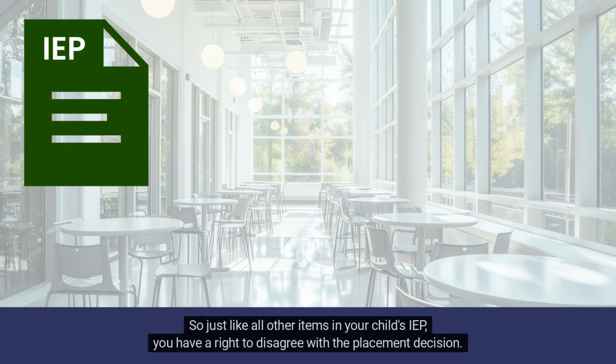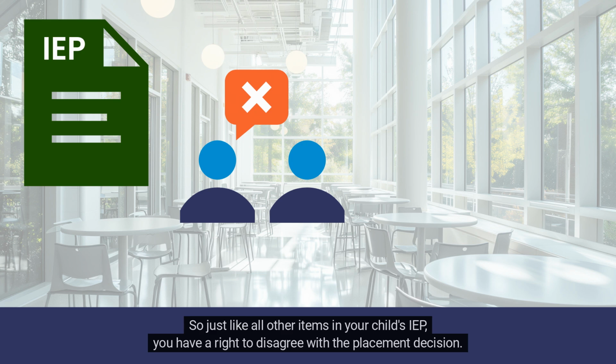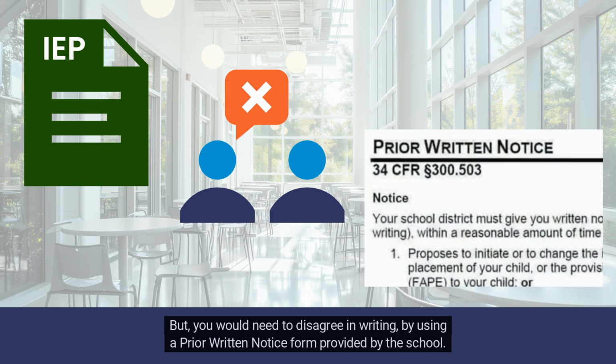So, just like all other items in your child's IEP, you have a right to disagree with the placement decision. But you would need to disagree in writing by using a prior written notice form provided by the school.